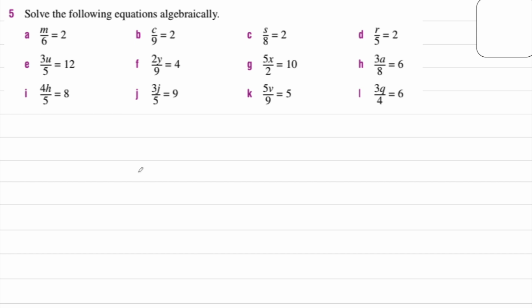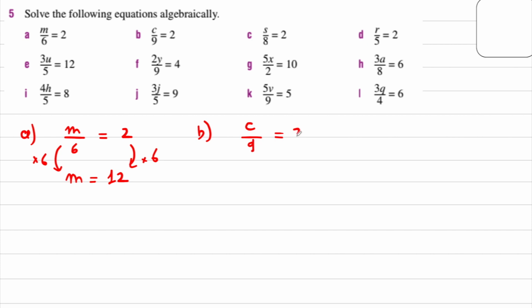Solve the following equations algebraically. Question 5. A. We have m over 6 equals 2. So the first step I will apply is multiply 6 for left, multiply 6 for right. After that, you got m here, and this one will be 12. About question B, c over 9 equals 2. Multiply 9 for left, multiply 9 for right. Here is c, and this one will be 18.